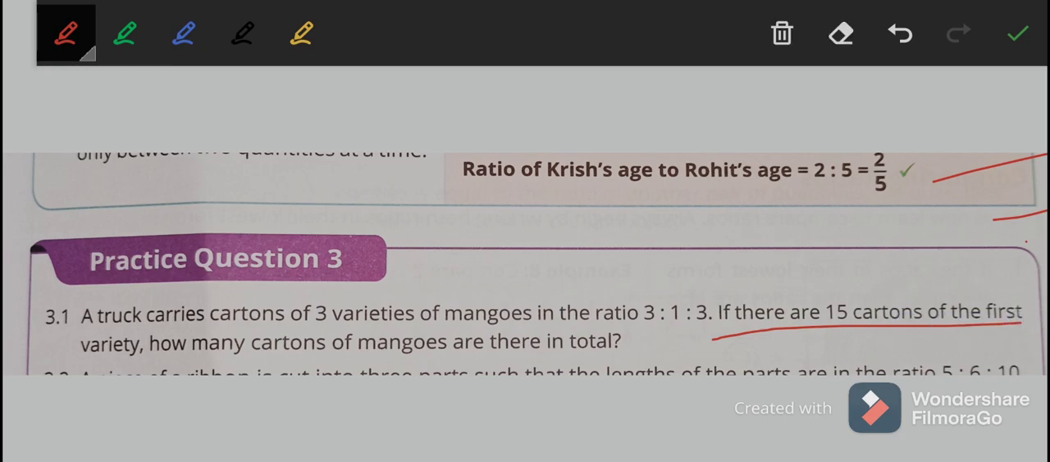So it is given in the question that 15 cartons are there which contain the first variety of mangoes. Now it is asked how many cartons of mangoes are there in total. So we have to find the total number of cartons present here. Okay children, so let's discuss the answer.